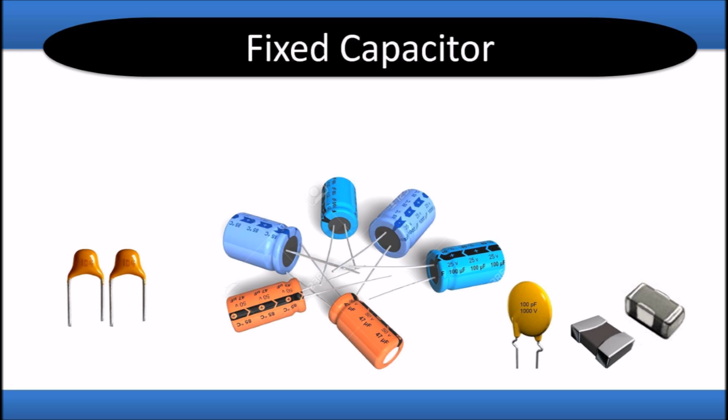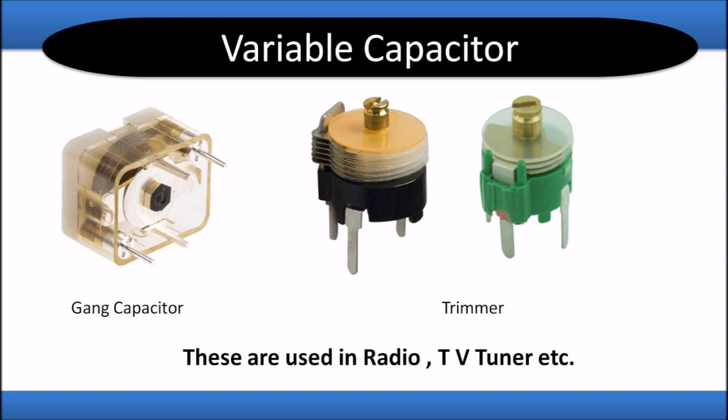This is called fixed capacitor because its value cannot be changed. Its value is printed on its surface. Electrolytic capacitor is an example of fixed capacitor. These are variable capacitor, gang capacitor and trimmer capacitor. These are widely used in radio, TV tuner for frequency matching.